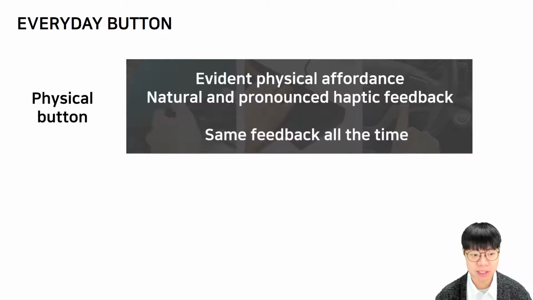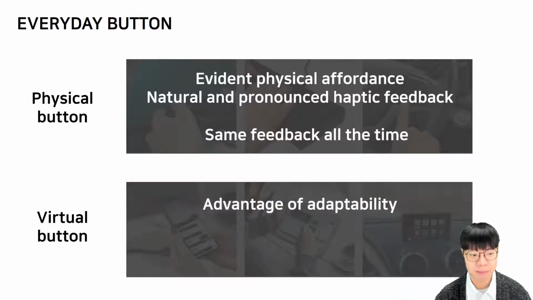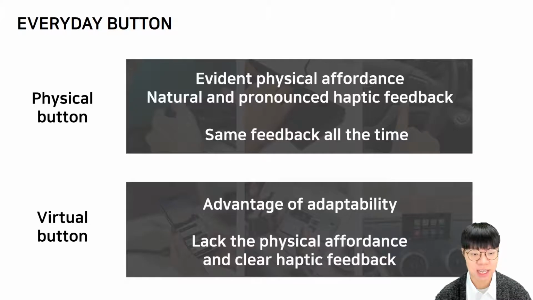However, a physical button represents the same feedback all the time, so it is not easy to use a physical button for a programmable interface. The other type, the virtual button, displayed on the touch screen with additional vibration, offers advantages of adaptability, but they lack the physical affordance and clear haptic feedback.